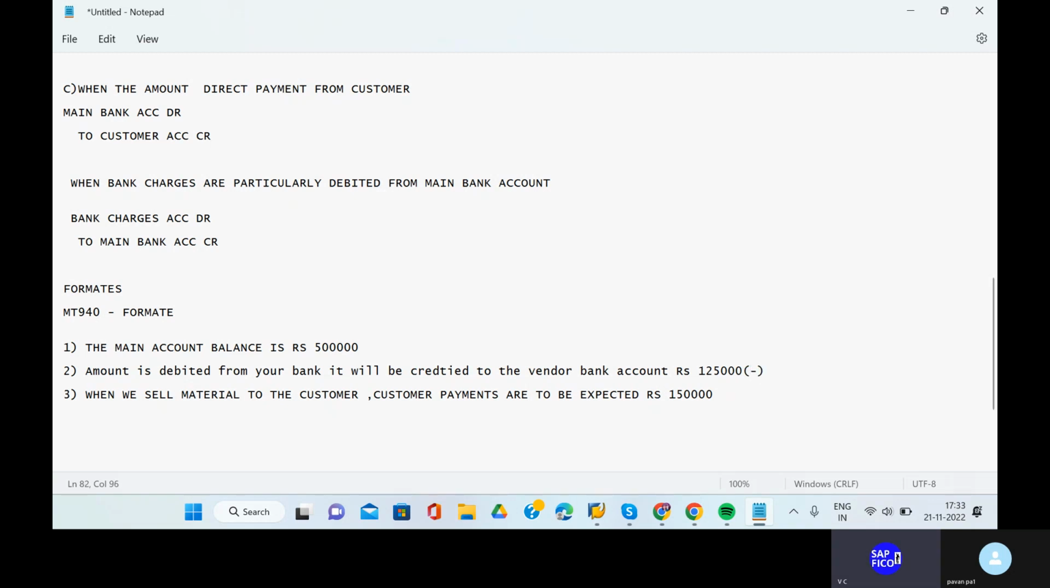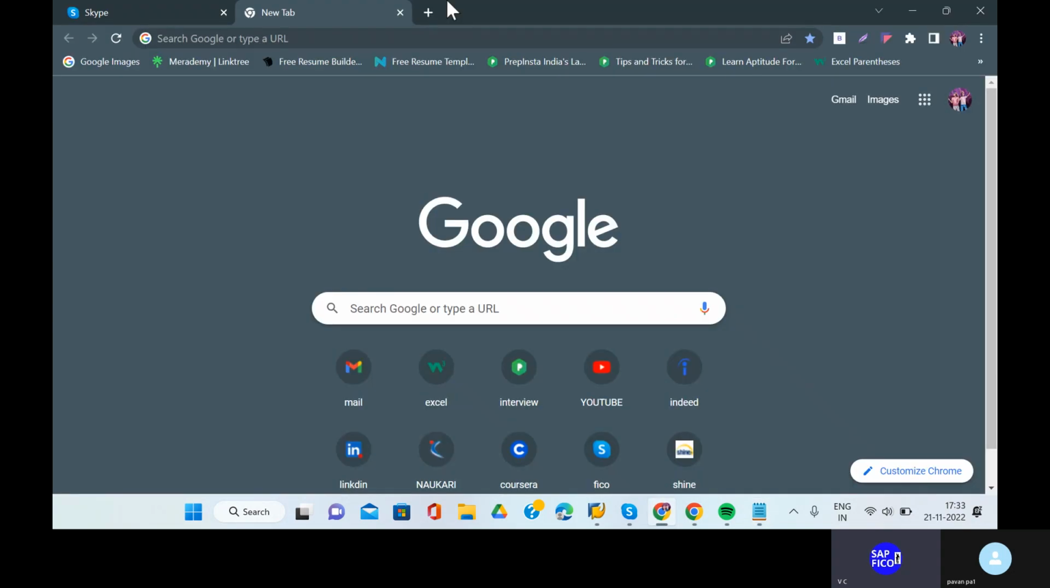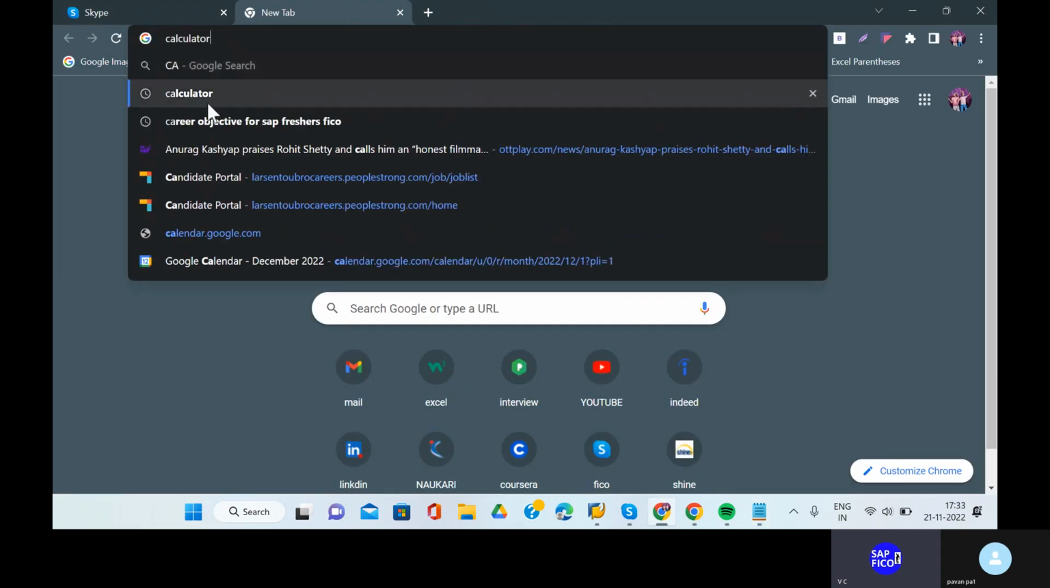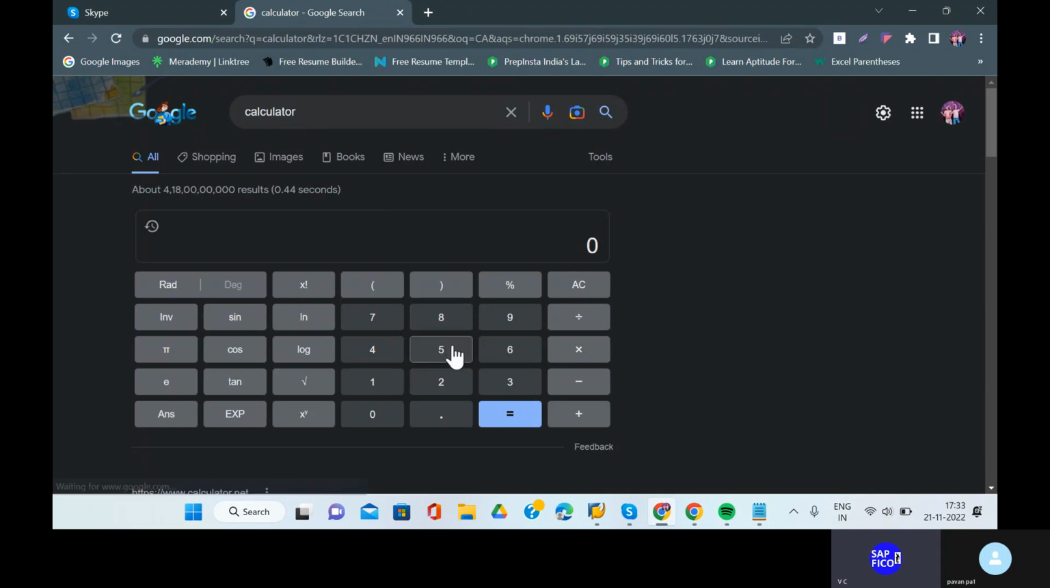Then next, you are getting the payments from the customers. So if it is a credit to you, in the brackets you can just put plus. Now I can just take out the calculator, Pawan. From the 5 lakh, the amount is debited. How much? That is 1,25,000 rupees. 5 lakh minus 1,25,000 rupees is equal to 3,75,000 rupees, which is the exact main bank account.